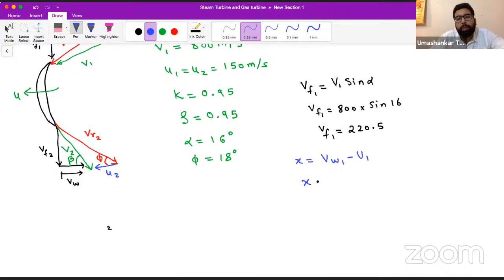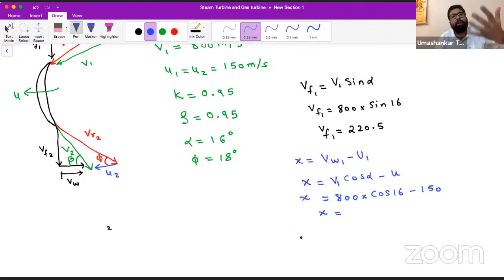So this x is going to be V1 cos alpha minus U. Our V1 is 800, cos alpha is cos 16, and U is 150, given to us. So what is the value of this x? Can somebody tell me? And as I said previously also, you can apply different sorts of geometry here.